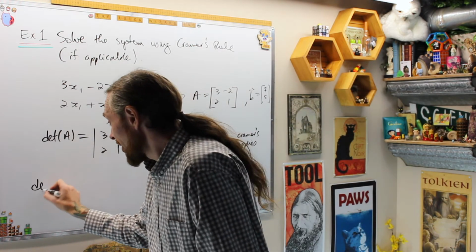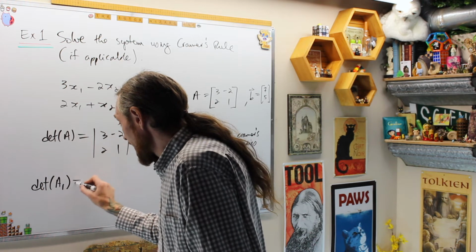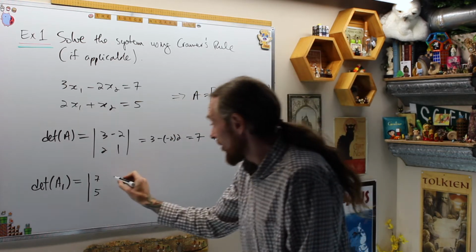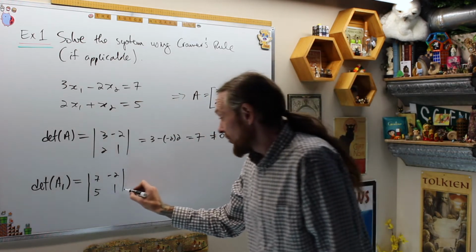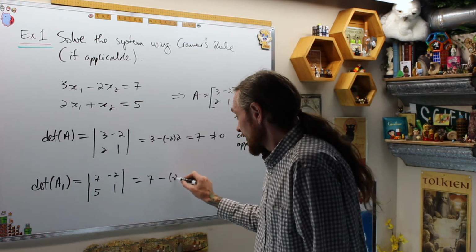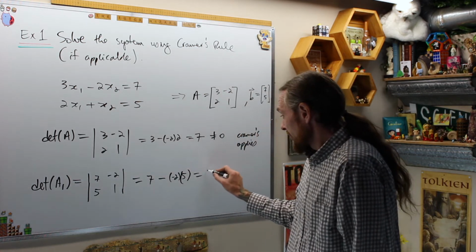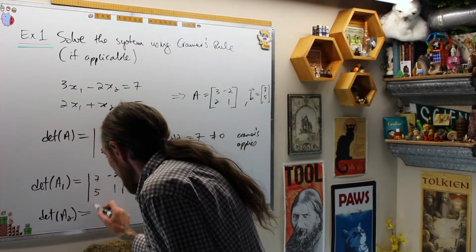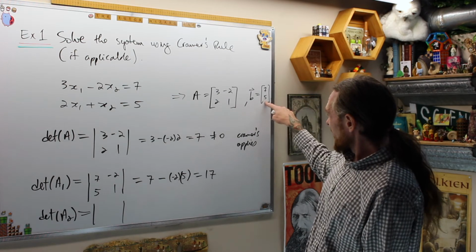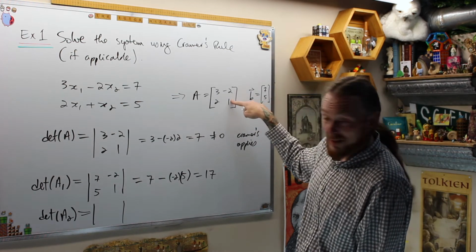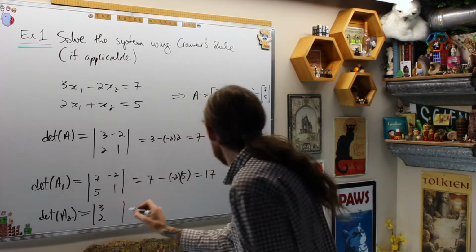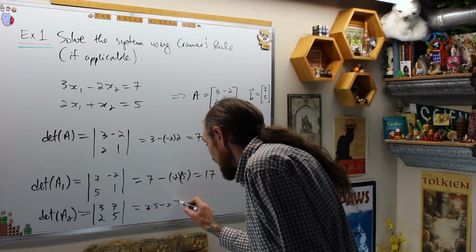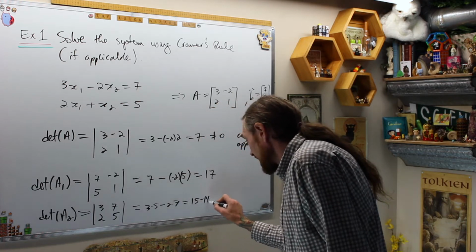That means the determinant of A1 is: I replace column 1 with 7, 5, and I leave the second column alone, -2, 1. This is equal to 7 minus -2 times 5, which is equal to 17. And the determinant of A2 is the determinant of A, but I put column B where the second column was. That's going to give me 3, 2, and then 7, 5. This is going to be 3 times 5 minus 2 times 7, which is 15 minus 14, which is 1.